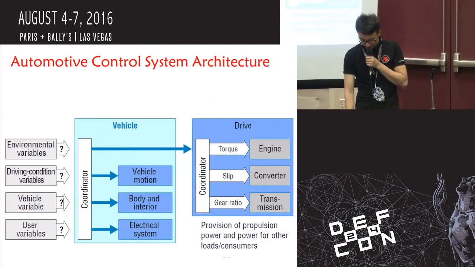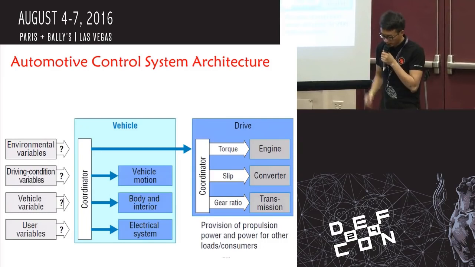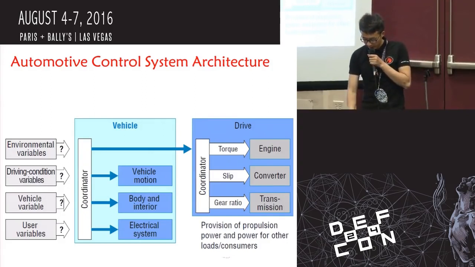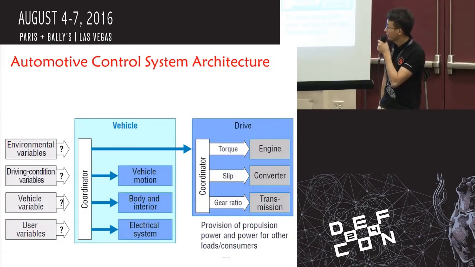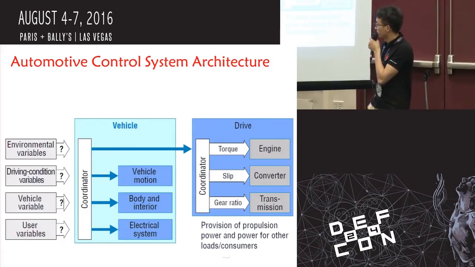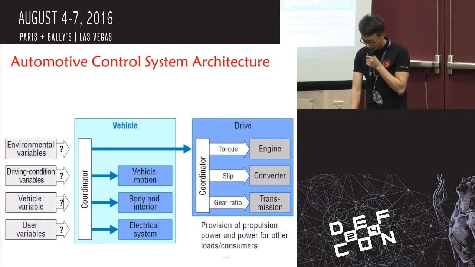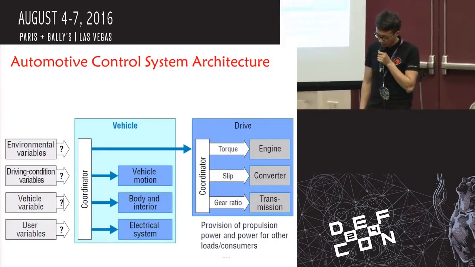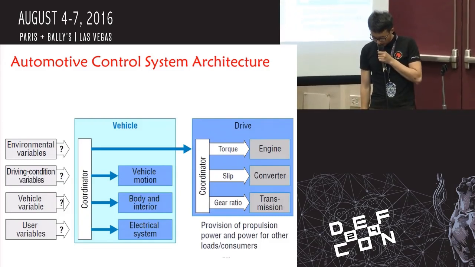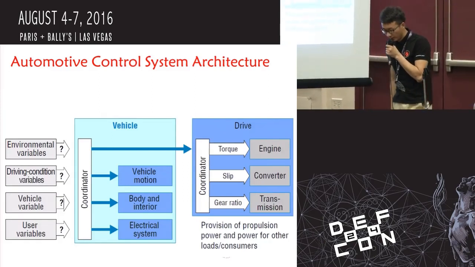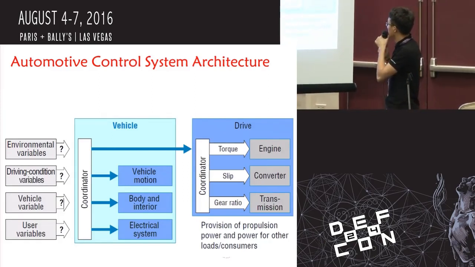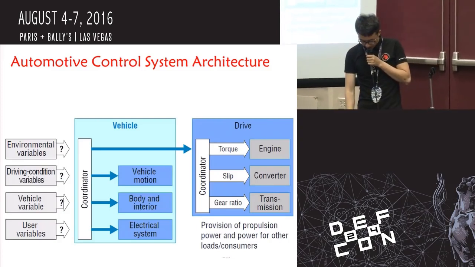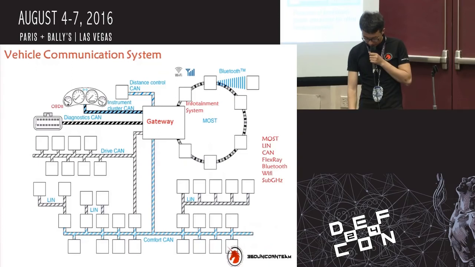So, a typical automotive control system architecture takes as its input environmental variables, driving conditions, vehicle variables, and user variables. User variables, for example, are the driver's input, the gear, the acceleration pedal. So that's the user input, and the environmental variables are like the sensor input and the location, etc. Based on this input, the vehicle controls the engine and transmissions to change those inputs. It's like a closed loop control system.